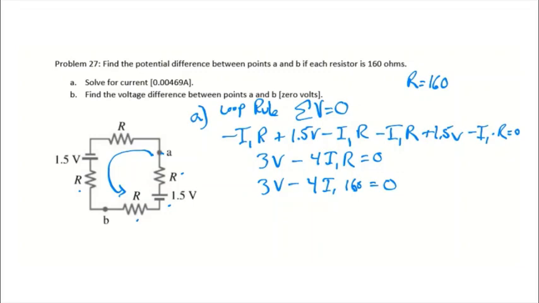And so 4 times 160 is 640. So we have 3 volts equals 640 I1. And then we're going to have to divide to figure out I1.